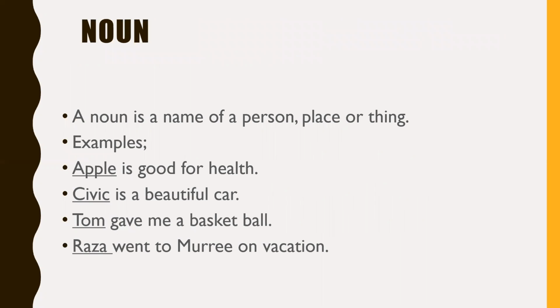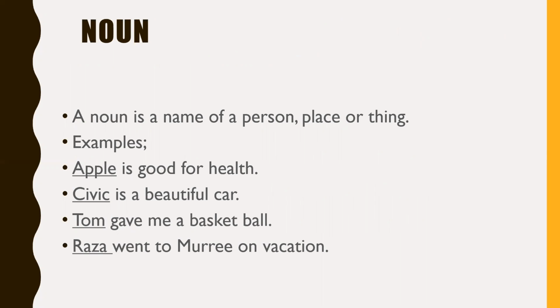Now come to the first one, that is noun. Noun is a name of person, place, or thing. In other words, we can say that noun is a naming word. This name can be of a place or person or a thing.